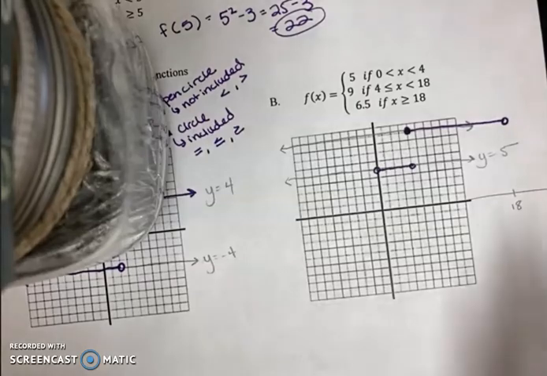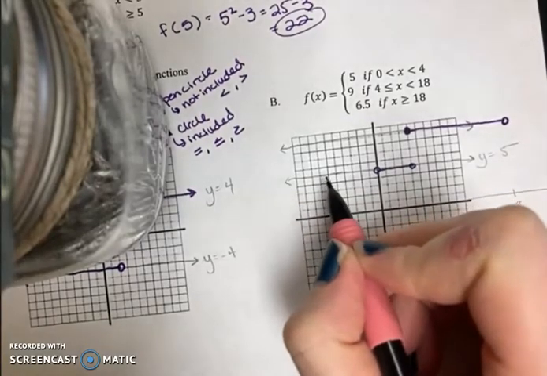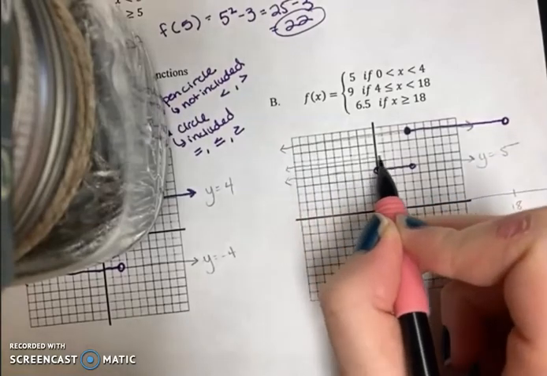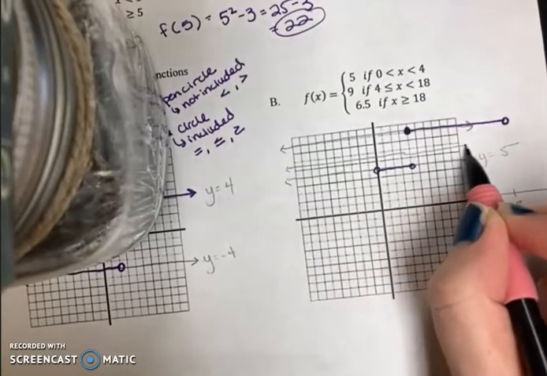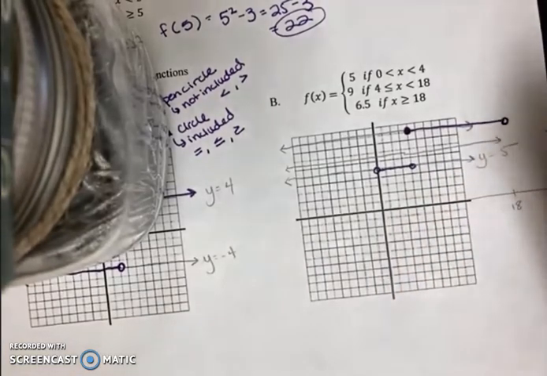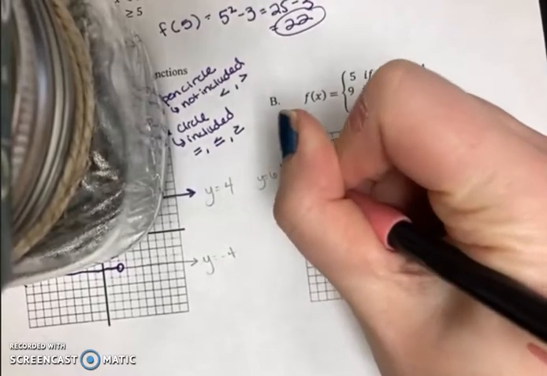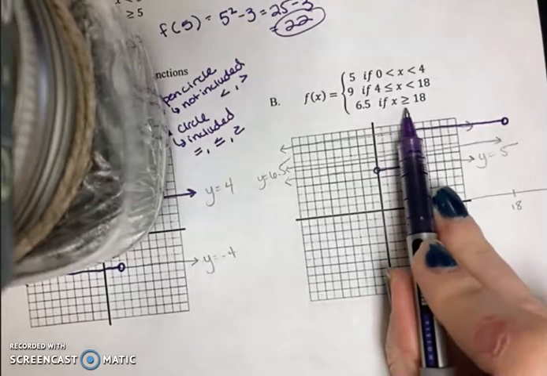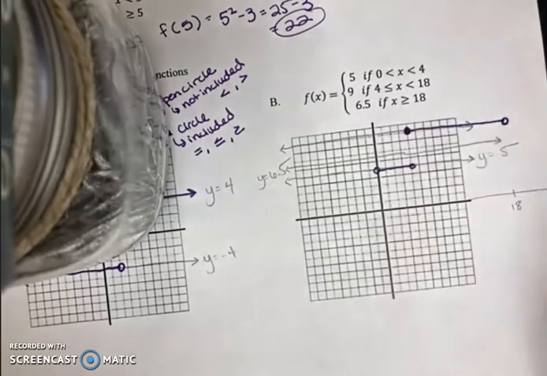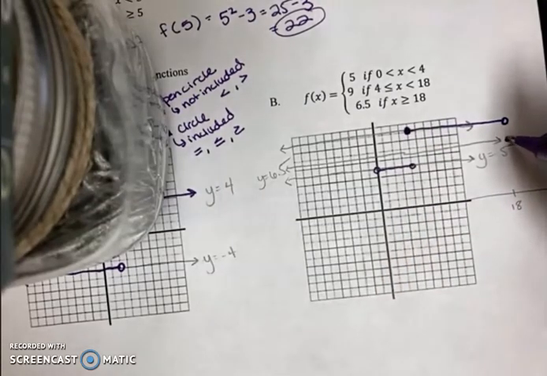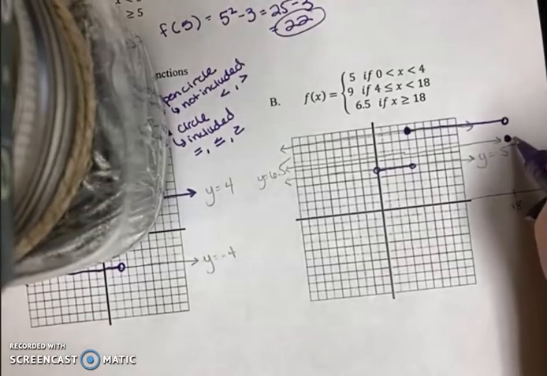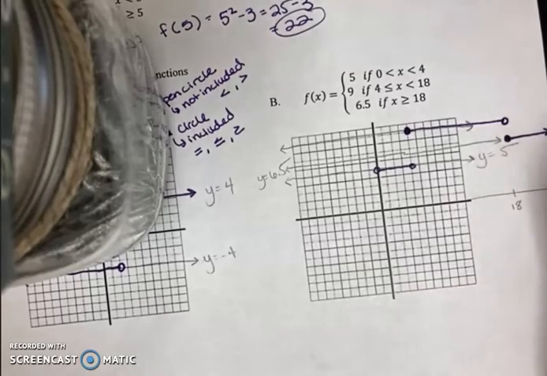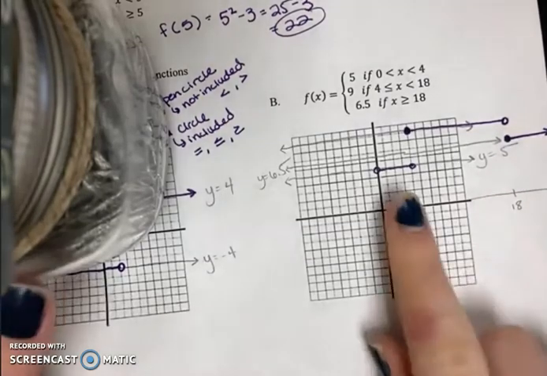And the third function is at 6.5, so y equals 6.5. Is right there, up 6.5 units. So that's y equals 6.5. And I want to use this for greater than or equal to 18. So there's going to be an open circle, and if it's greater than or equal to, I want the x values as they increase.